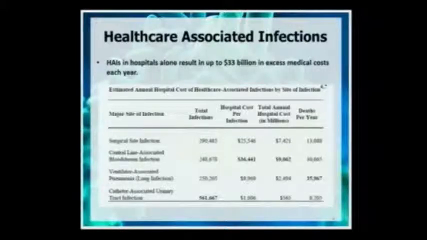But you can see that these can be very expensive. Estimates now, and this is a little bit dated, this data, but just the first line, that our healthcare costs in this country are up to about 33 billion excess dollars spent on HAIs. I think we can think of a lot better ways to spend this money.